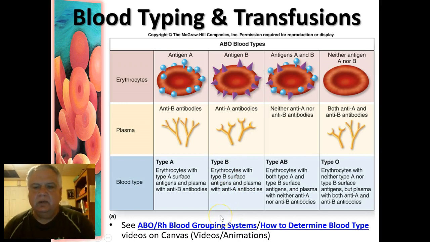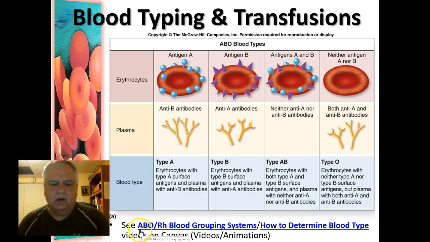Okay, now the question becomes, how is blood type determined? Well, here's a video that I placed on Canvas under videos and animations called ABO/RH blood grouping systems. We're going to talk about RH here in just a minute and how to determine the blood type. I want you to watch that video and learn how blood types can be determined for the sake of transfusion purposes. That will be required and there will be questions on how to determine blood type on our next exam.